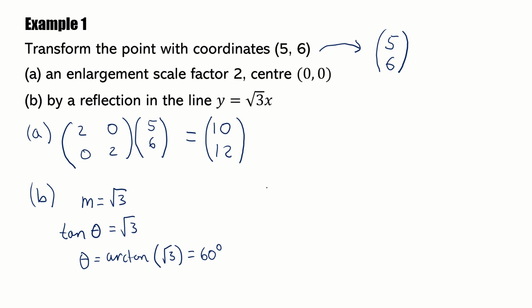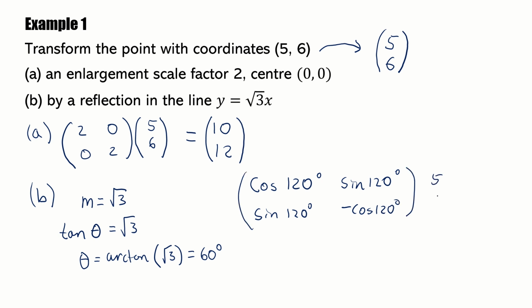Okay, so now we've got our value of theta, we can plug it into the structure provided by the reflection matrix, which is cos of 2 theta, so that would be 2 times 60, which is 120. Sine of 2 theta, so sine of 120 degrees, and then lastly minus cos of 120 degrees. That will again just be multiplied by 5, 6. And admittedly then you can start to do some simplification.